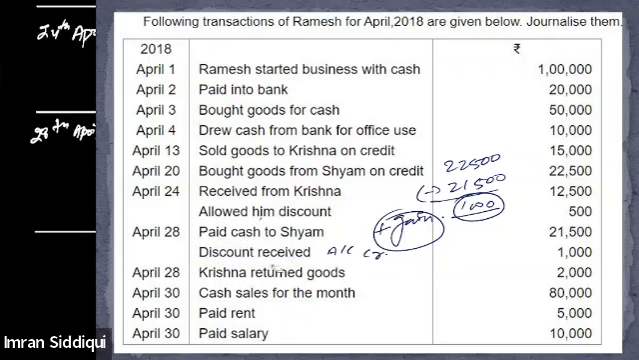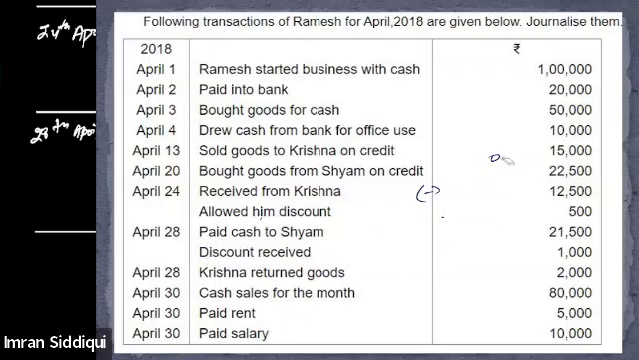Got it? Is it clear now? Yes, sir. So what about discount allowed? Discount allowed is a loss. Now see, we have already covered this on April 24. If we are allowing discount, this is a kind of loss. Allowed discount is a loss for us.